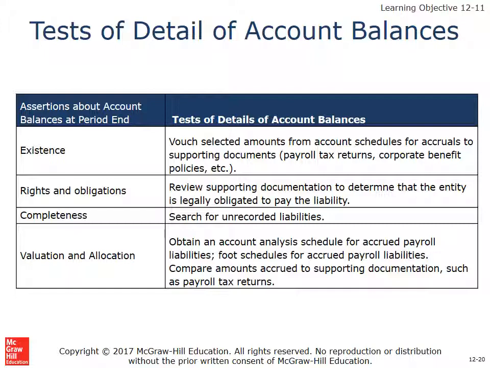When we're looking at the test of detail of account balances, the first one was just looking at the transactions. Now we want to make sure, are the account balances good? Some assertions about account balances at the period end would be exists, rights and obligations, completeness, and valued and allocated correctly. And this is normal for any of our processes. So does it exist? A test of detail here would be vouch selected amounts from account schedules for accruals to supporting documents.